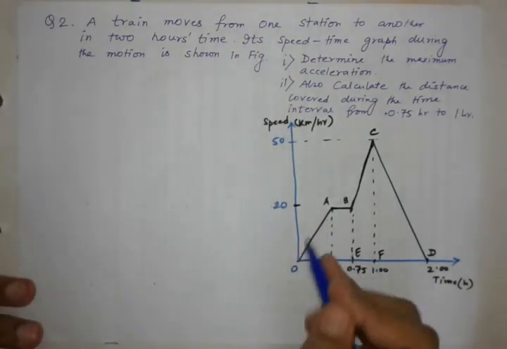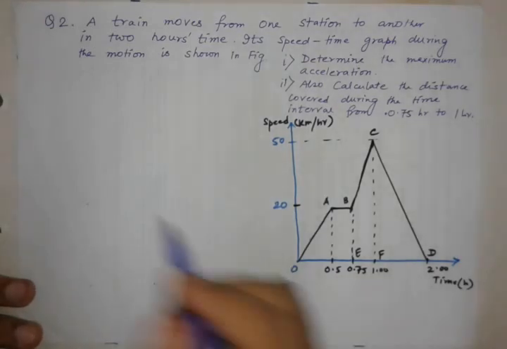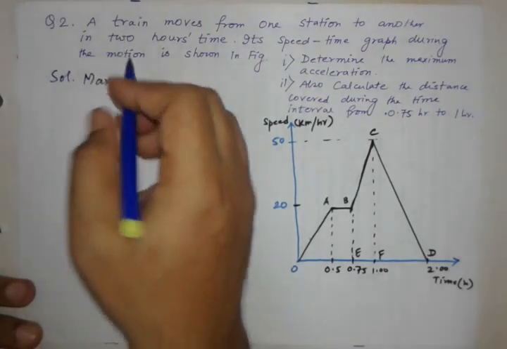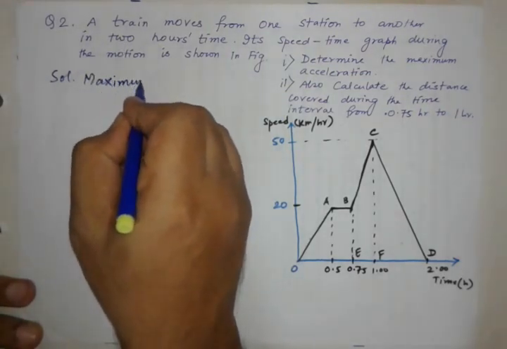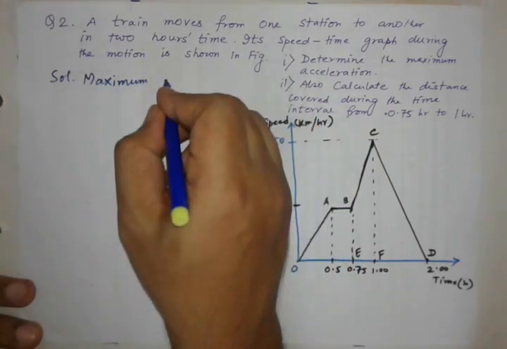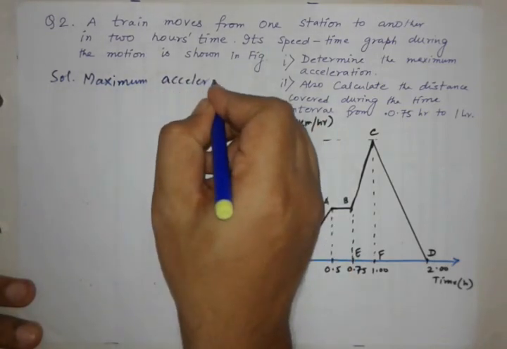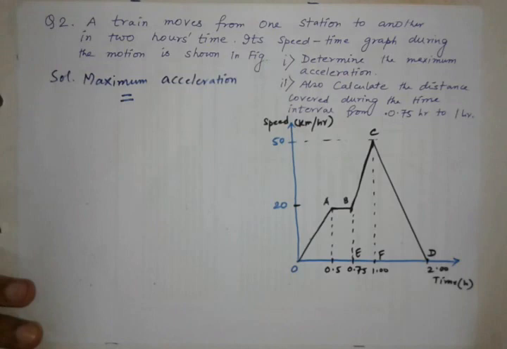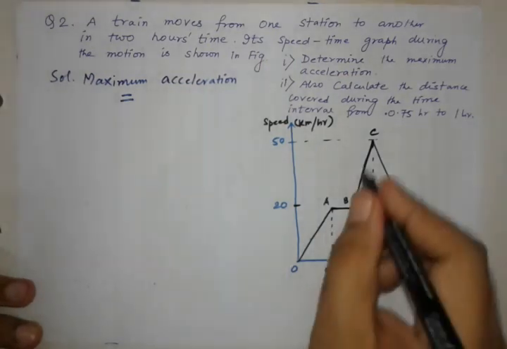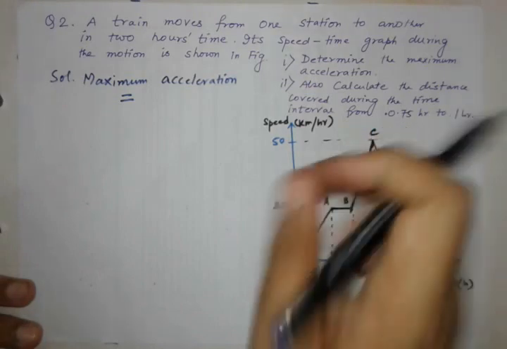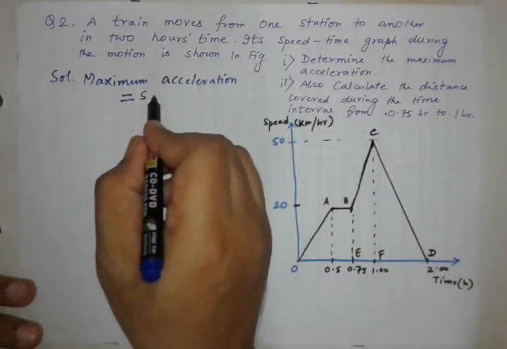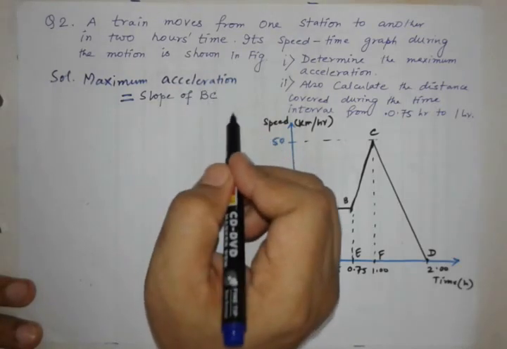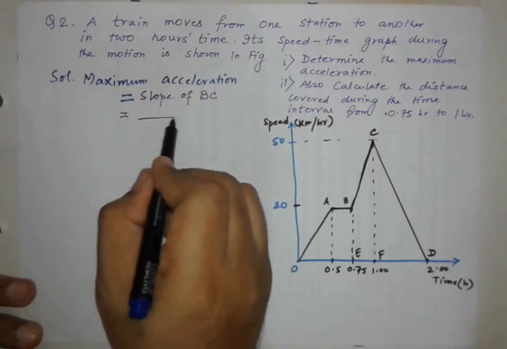So maximum acceleration. When the slope is maximum, then the acceleration is maximum. So, solution: maximum acceleration is equal to the slope. The slope of BC, here the slope is maximum. So you can write the slope of BC. How do we find the slope of BC?